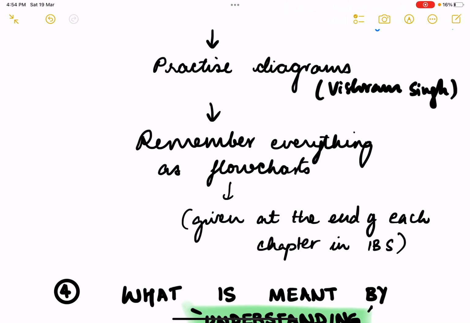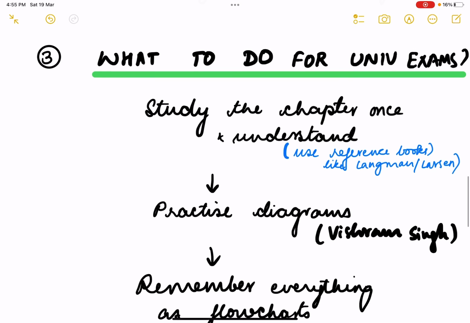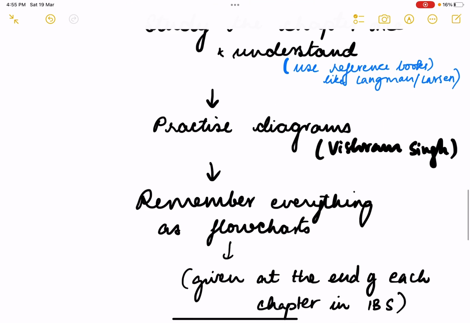So this is what you should do: study a chapter once, then practice the diagrams, and then see if you can recollect everything as a flowchart. All right, so this is your strategy for university exams. By this, you need not expect anyone to teach you. You can just self study and move on. All right.